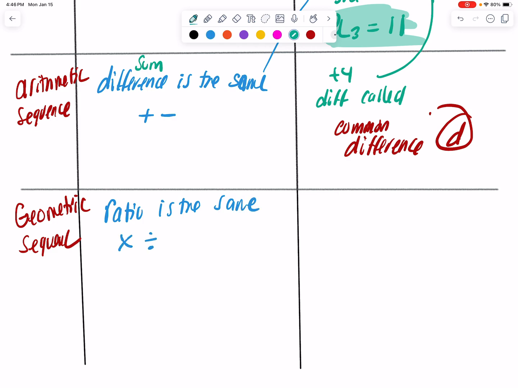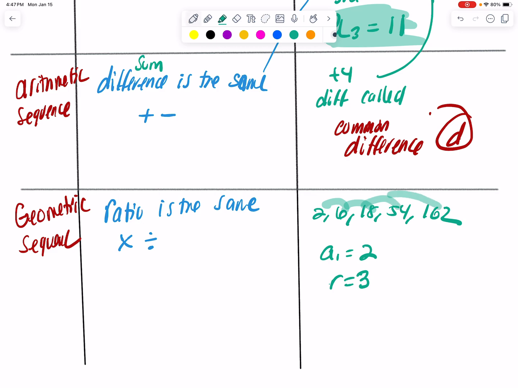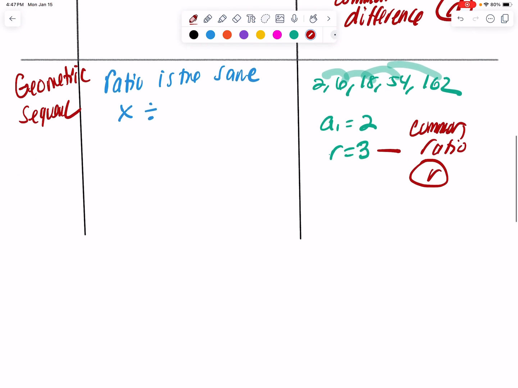All right, so for example, 2, 6, 18, 54, 162, where the A1 would be 2, and the ratio would be 3, because every time you multiply by 3, you get the next one. And that is called the ratio, common ratio, aka R.